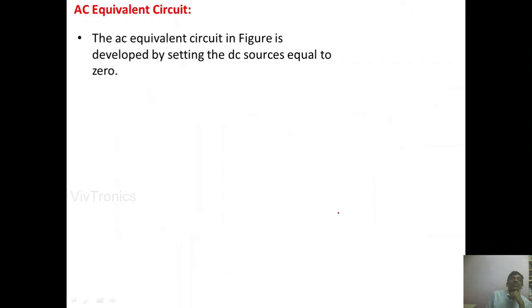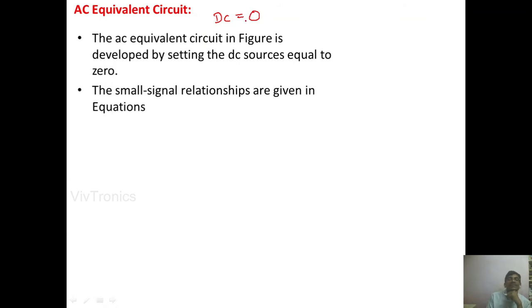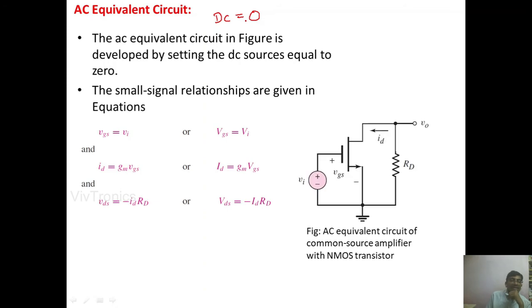In the last part we derived that gm is equal to id divided by vgs. So we can get the AC equivalent circuit by setting all the DC components or DC sources to 0. The small signal relationships are given by these equations, in terms of the time varying signals as well as the phasor components: vgs is equal to vi, id is equal to gm vgs, and vds is equal to minus id RD, in terms of the time varying signals and in terms of the phasor signals.